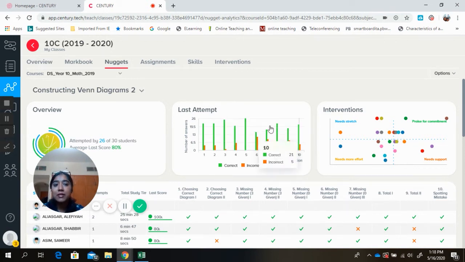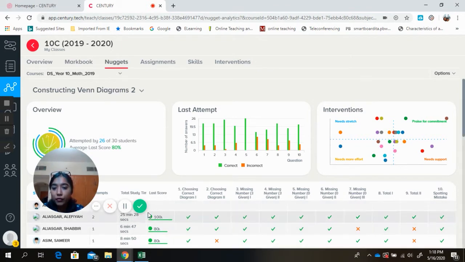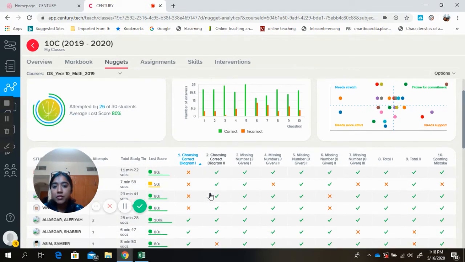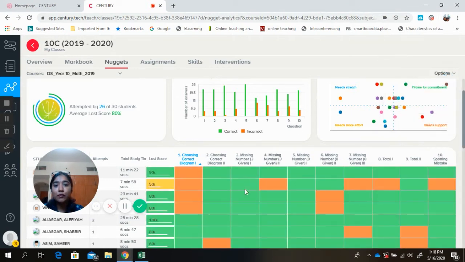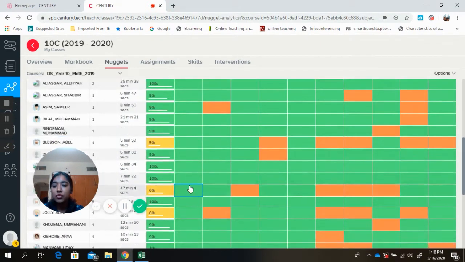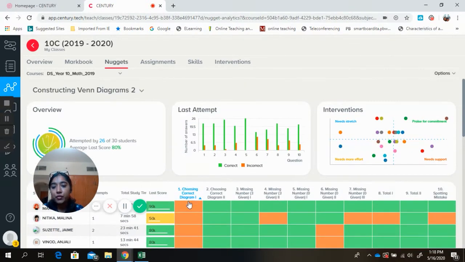So let's look at the last attempt over here of the nuggets. They can take multiple attempts and improve their score. So this is the last attempt that they have taken. Now this is the score of every child. If I just click on question 1, you could see that over here. I'm just going to show colored cells because that looks very nice in terms of question wise analysis. So when I'm looking at question 1, there are only 4 students out of 30 students over here who've got this wrong.